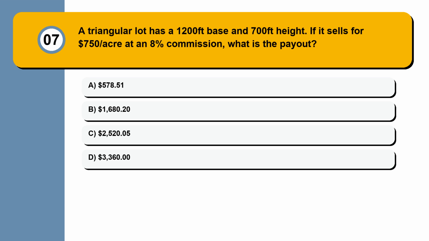Question 7. A triangular lot has a 1,200 feet base and 700 feet height. If it sells for $7.50 per square foot at an 8% commission, what is the payout? $578.51, $1,680.20, $2,520.05, $3,360.